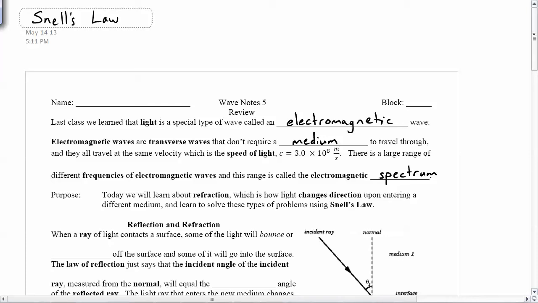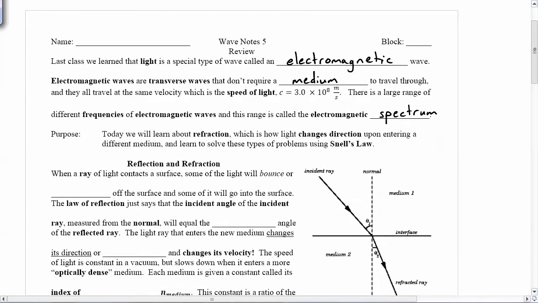When a ray of light contacts a surface, some of the light will bounce or reflect off the surface, and some of it will go into the surface. The law of reflection just says that the incident angle of the incident ray, measured from the normal, will equal the reflected angle of the reflected ray. It's important to note that both of these angles are measured from the normal.